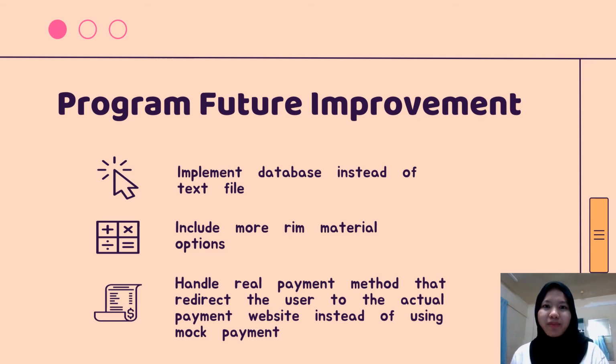Next, another improvement aspect is to increase the number of rim materials so that the user is not limited to choosing either aluminium, steel, or carbon fiber. The reason is that the user has a lot of factors to consider, such as road condition, vehicle weight, stability, and wheel diameter, and therefore, limiting the rim material to only 3 options will be a problem to the user. Last but not least, a future improvement of this program is to handle real payment methods that redirect the user to the actual payment website, instead of using mock payment where this program only displays the link of the payment website to the user.